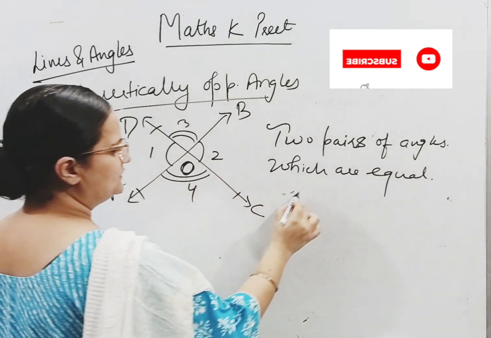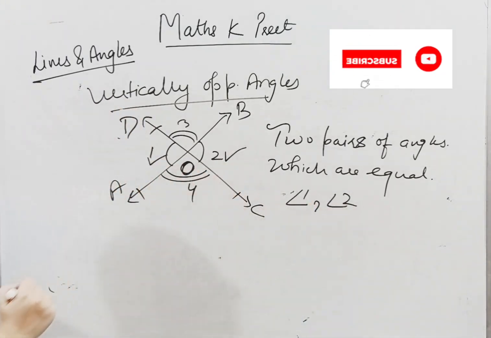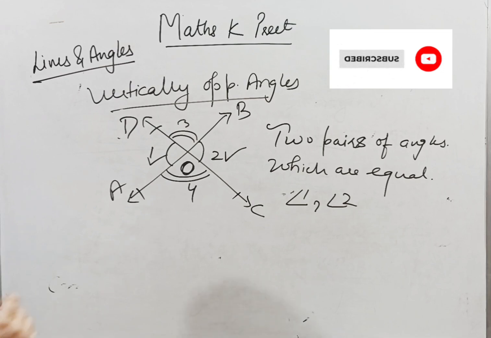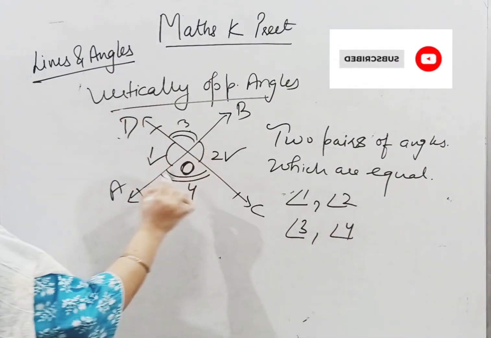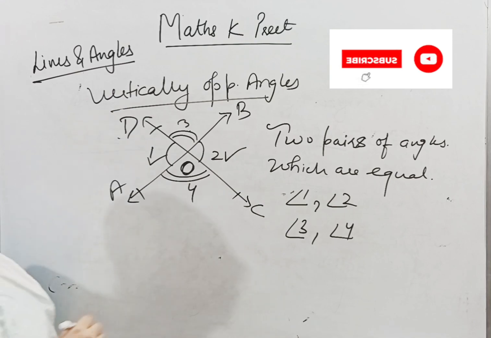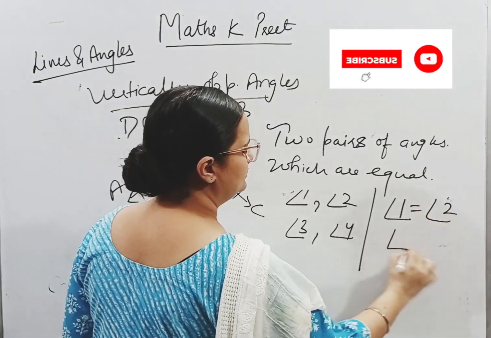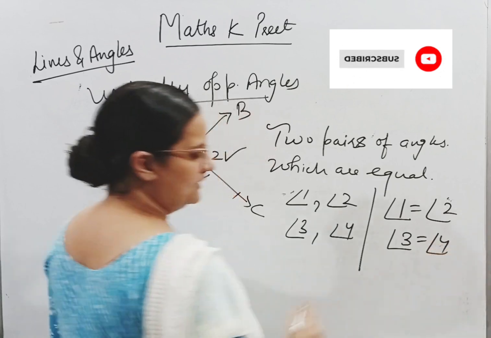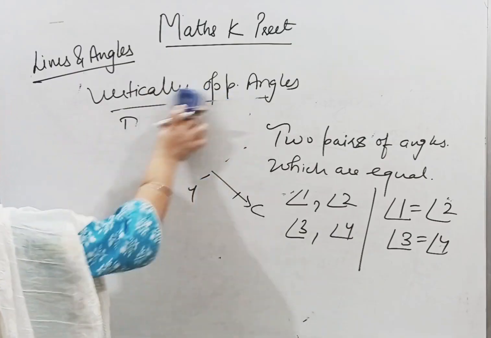Here the first pair is what? Angle 1 and angle 2. This angle and this angle both are vertically opposite angles to each other, and the second pair is angle 3 and angle 4. This is the second pair of vertically opposite angles, and these angles are always equal. So angle 1 is equal to angle 2, angle 3 is equal to angle 4. So these are known as vertically opposite angles. When two lines intersect each other, we get a theorem.